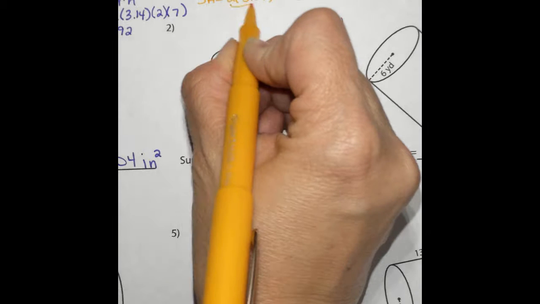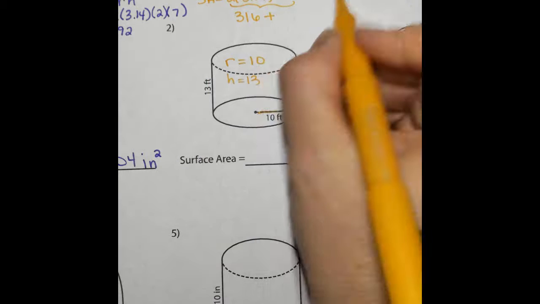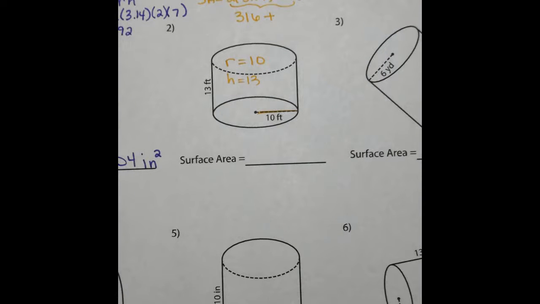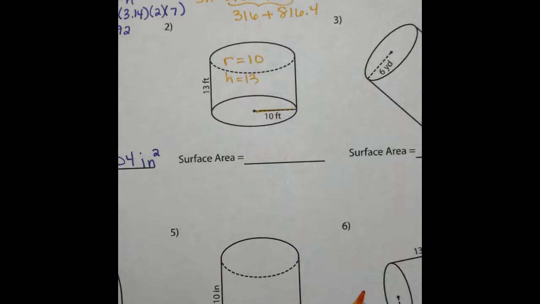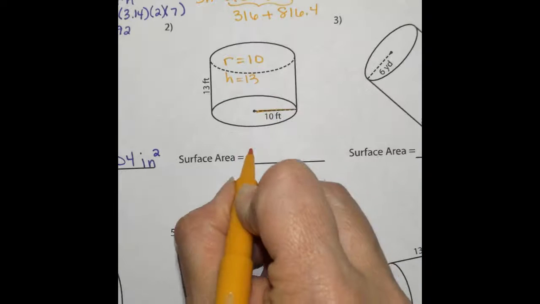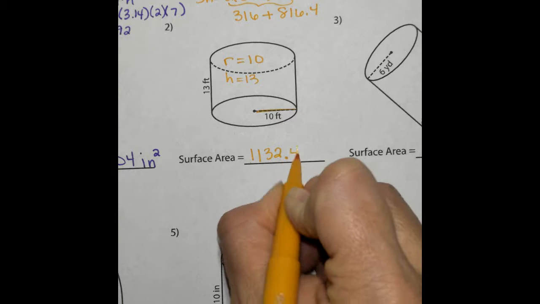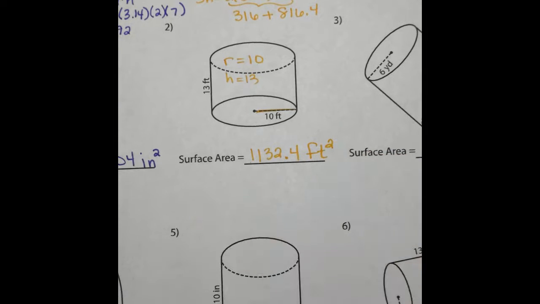So this side right here, I come up with 628, bring down my plus sign, and now we're going to multiply those. So these come out to 816.4. And then the last step for surface area is to add those two. We come up with 1,444.4, and that would be feet squared, again because we're working with area.